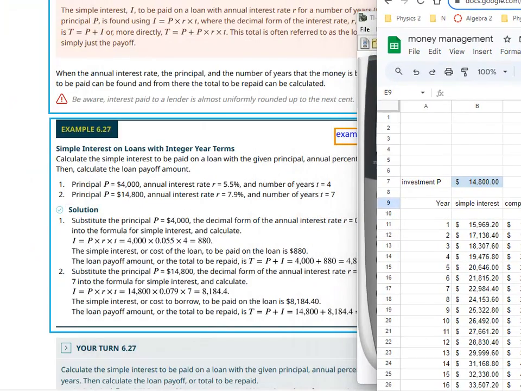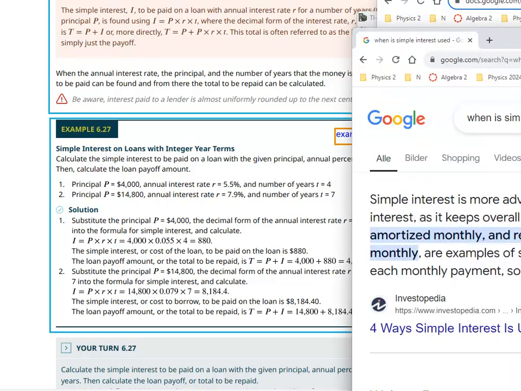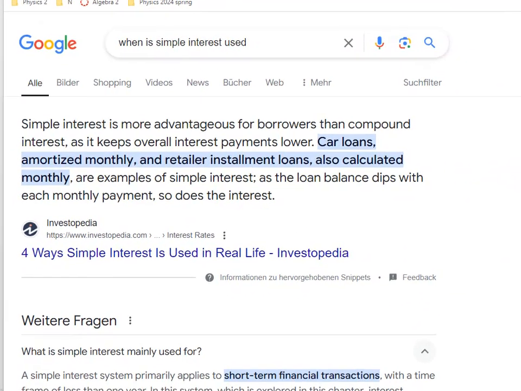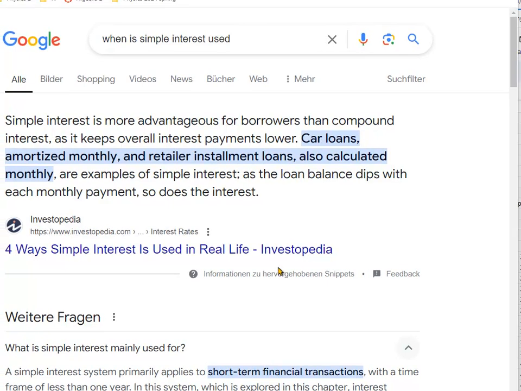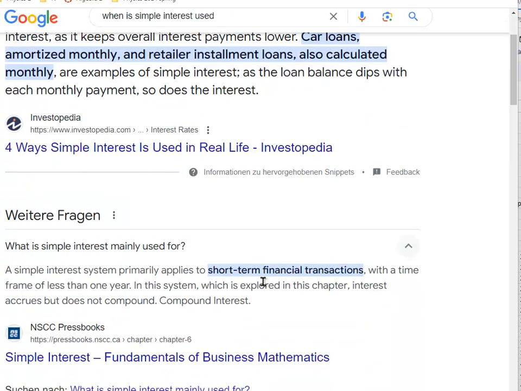All right, I had to look up actually what the simple interest is being used for. Usually compound interest is the more interesting one. We're going to get there very soon. So here I looked that up. When simple interest is used, okay, car loans are more often than not amortized monthly. Retail installment loans also calculate monthly. Short-term financial transactions with a time frame of less than 1 year. So that's where simple interest is being used, otherwise compound interest.